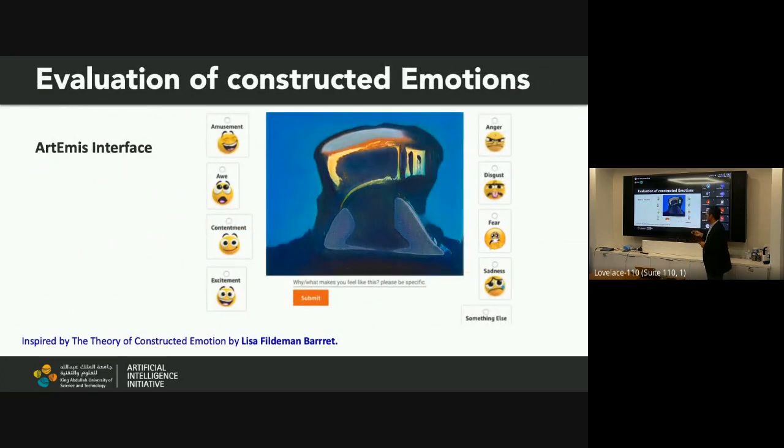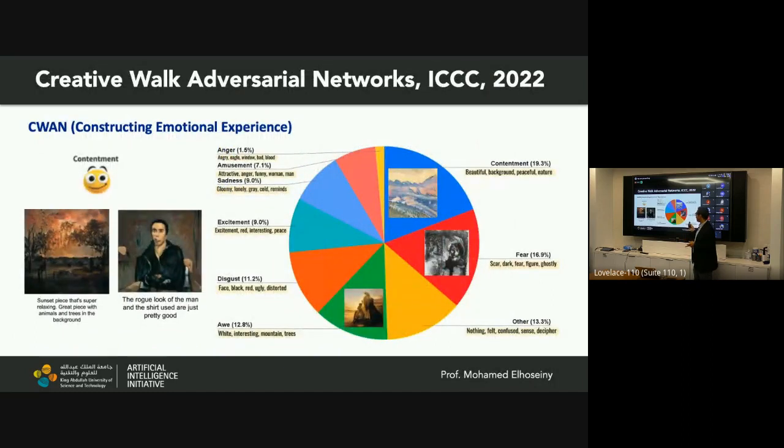Also, we evaluated this in terms of constructed emotion, as a way to quantify the meaningfulness of the generated artworks and how people relate to them. We built this interface. We give people some generated art and ask, how do you feel about this? They can pick how they relate to the painting, and then we ask them to describe why they feel that way. This is the histogram of constructed emotions in response to generated artworks.